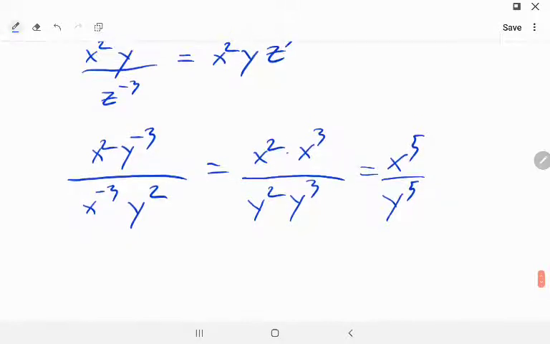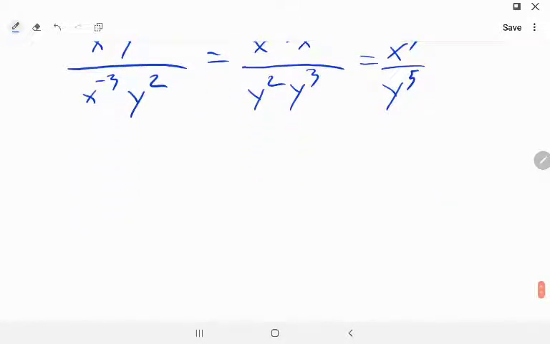So let's look at one more example of that, just to make sure that's working right. If we had x y to the negative fourth divided by x to the fourth y to the negative 2, we notice we've got a couple of options.